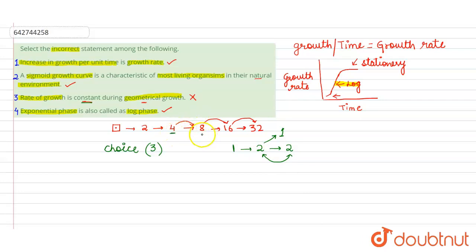For example, from 4 to 8, we can see there is increase in 4 number of cells. From 8 to 16, we can see that there is increase in 8 number of cells. And then from 16 to 32, there is increase in 16 number of cells. So this is how we can explain statement number 3 as the wrong statement. This is all for this query.